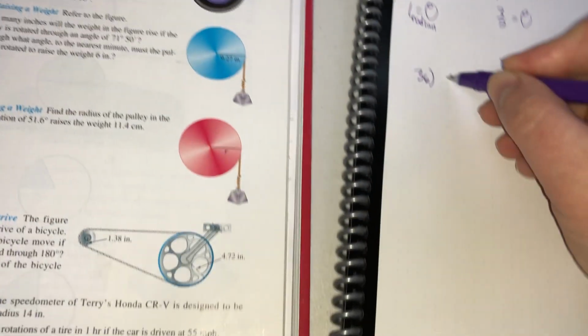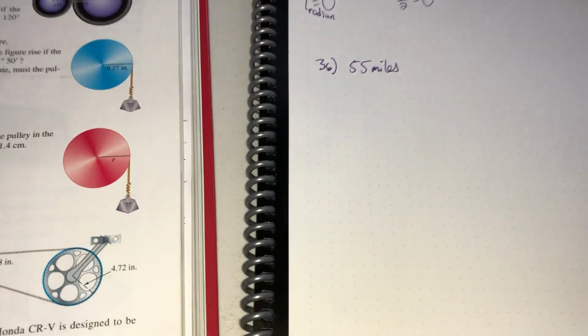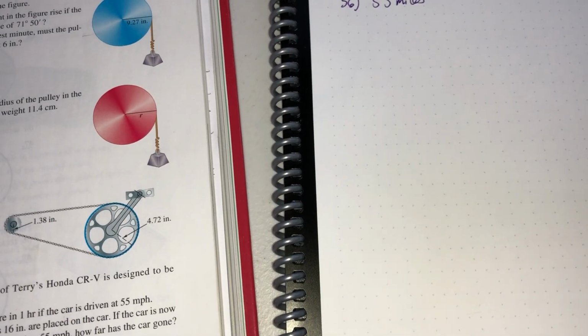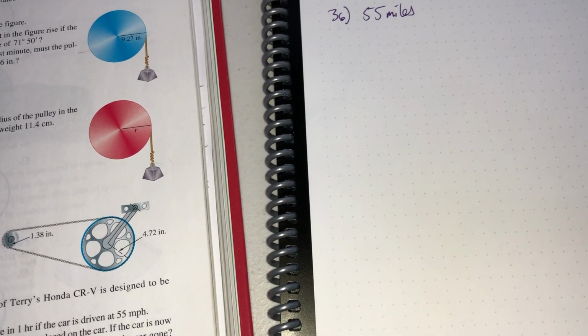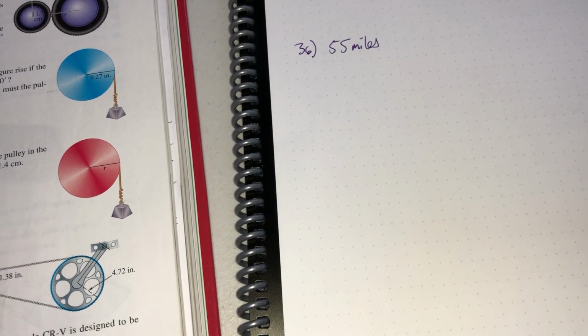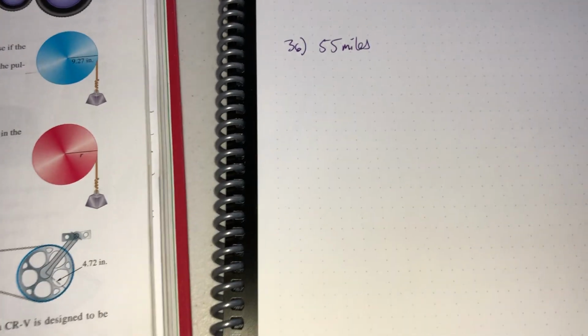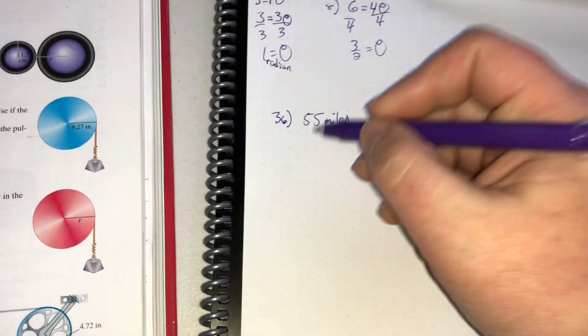So for 36, I know the car traveled 55 miles at the end of the hour. The other thing I need to know is when the car does 1 rotation, how far did it travel? So when it just does 1 cycle through. So that, guys, is basically circumference, isn't it?